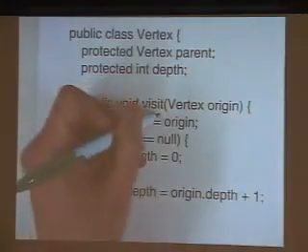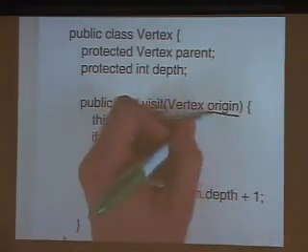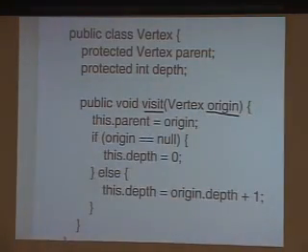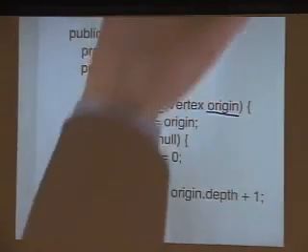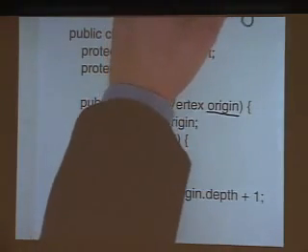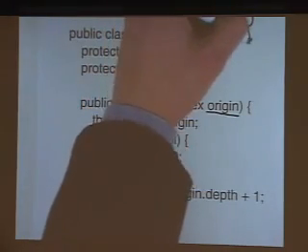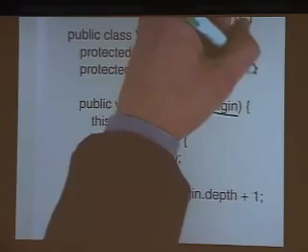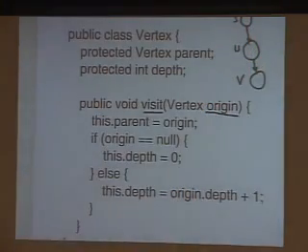The visit method takes in a vertex as a parameter in addition to the vertex that we're actually running on. So the idea is if I started at some vertex, let's call it s, and I go from there to visit a vertex u, and I go from there to visit a vertex v, every vertex has what's called a parent, which is the vertex that we visited it from.